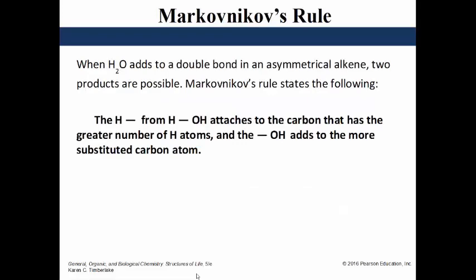We'll talk briefly about Markovnikov's rule. When water adds to a double bond in an asymmetrical alkene, you have two possible products. So this rule states that the hydrogen from the water will attach to the carbon that has the greatest number of hydrogen atoms, and the hydroxide part of the water adds to the more substituted carbon atom.